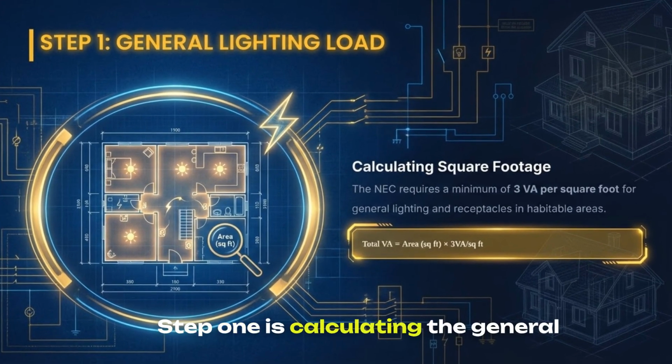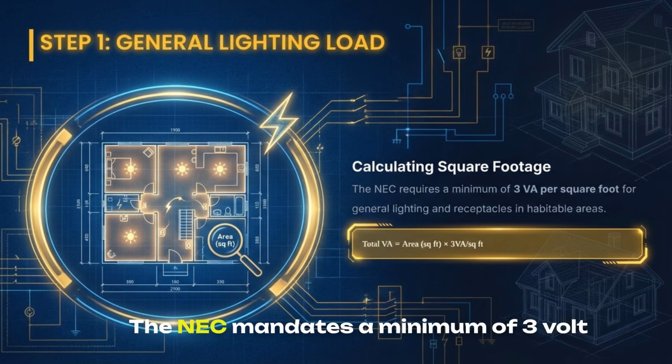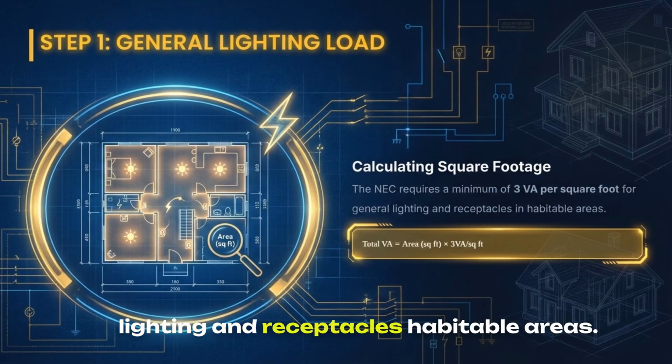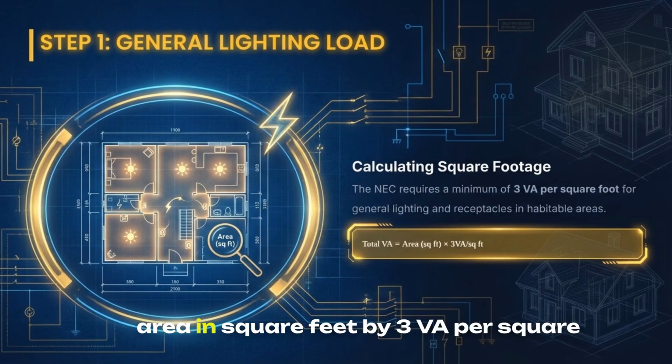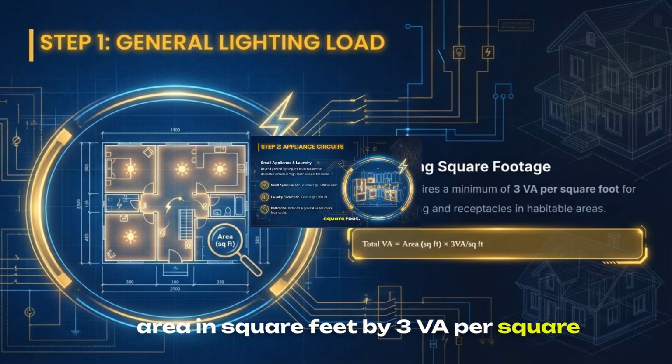Step 1 is calculating the general lighting load. The NEC mandates a minimum of 3 volt-amperes per square foot for general lighting and receptacles in habitable areas. Calculate the total VA by multiplying the area in square feet by 3 VA per square foot.